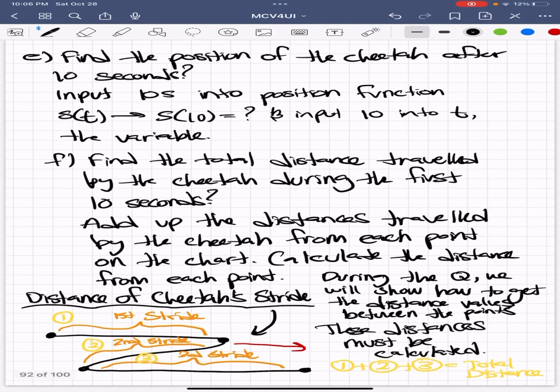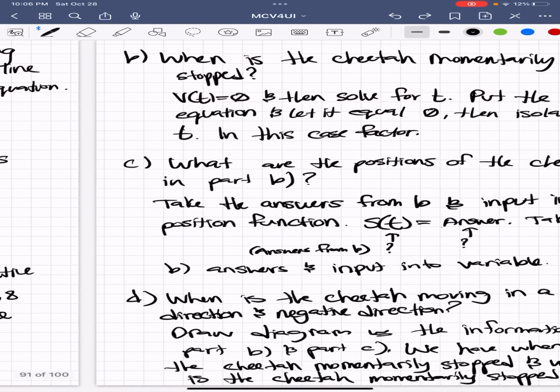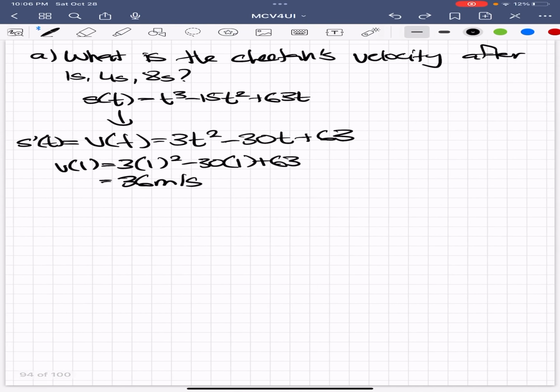Wait a second here. My apologies, if you go back to the acceleration. Actually, no. It's velocity. Never mind. Okay, so we have v of 1, and then we have v of 4, and we have v of 8.